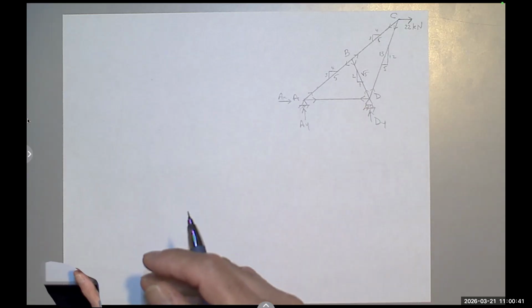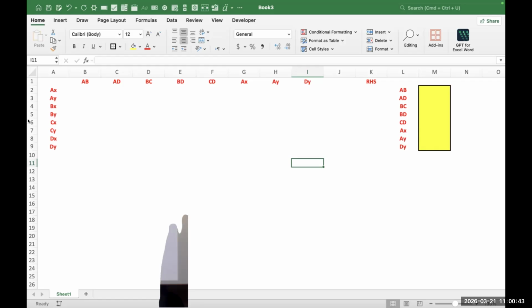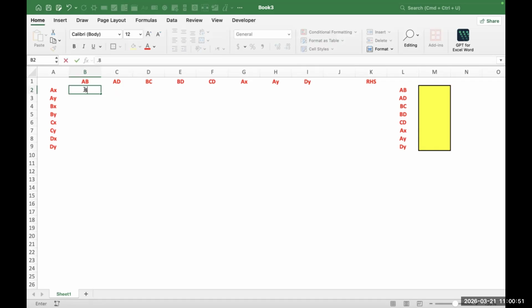I'm going to go to Excel and write the equations right away. So AX, for member AB, I have 4/5, so I can enter 0.8 or 4 over 5. AD, all of it is to the right, so I write 1. There is nothing else except AX, right? And the rest are zeros. So I'm going to write 0, 0, 0, oops, 0, 0, and there is no right-hand side because there are no external forces.